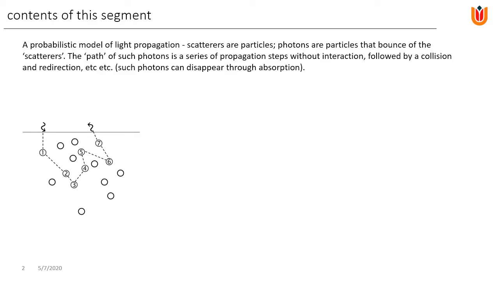We will be discussing a probabilistic model of light propagation in which scatterers are treated as particles, and photons are treated as particles that bounce off of the scattering particles. The path of such photons is a series of propagation steps without interaction, followed by a collision with the particle and redirection, followed again by a step without interaction and a collision, and so on. Such photons continue until they are detected, or they can disappear through absorption.